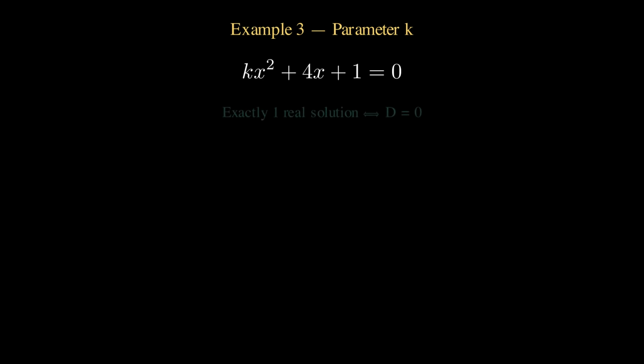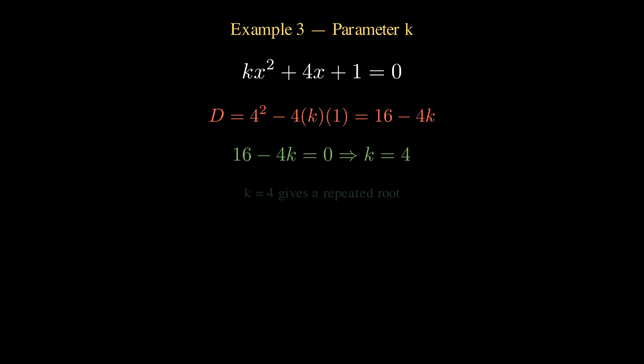Example 3, harder SAT style. For what value of k does kx squared plus 4x plus 1 equals 0 have exactly one real solution? Exactly one real solution means the discriminant is 0, not positive and not negative. Here a is k, b is 4, and c is 1, so D equals 16 minus 4k. Set that equal to 0. 16 minus 4k equals 0, so k equals 4.